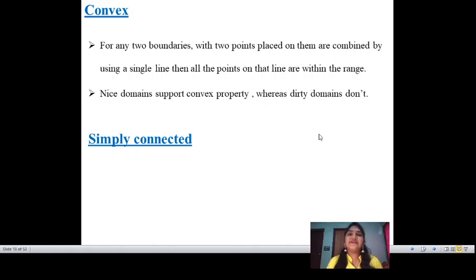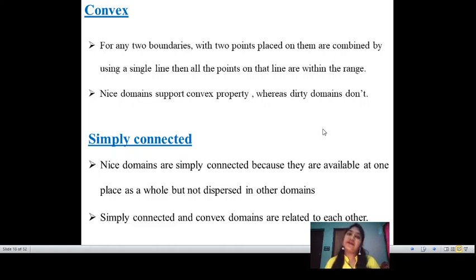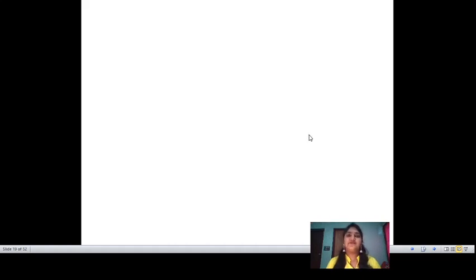Next, another property is simply connected. The name itself means connected, and that is also one of the properties. Nice domains are simply connected because they are available in one place as a whole, not dispersed in another domain. Simply connected and convex domains are related to each other. So convex and simply connected are the two properties that need to be satisfied for a nice domain. And the last property is systematic boundaries.